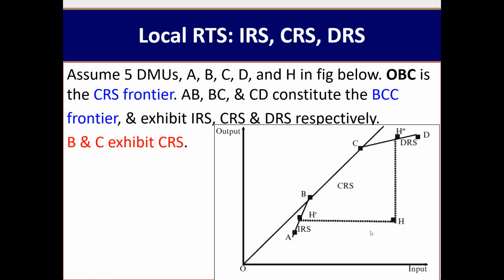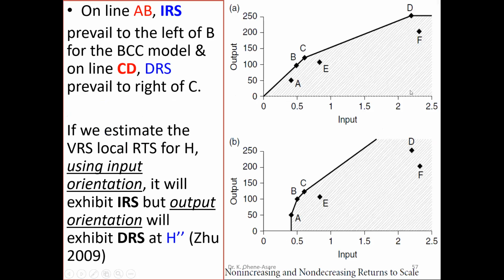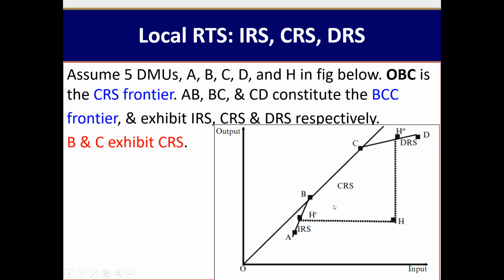And remember, for those of you who don't know, input orientation is when you are moving to the left in an input-output framework. And output orientation is when you're moving to the top, vertically. Okay, so that is a key point. So on the line AB, IRS prevailed, to the left of B for the BCC model. And on the line CD, DRS prevailed to the right. What I just said here.